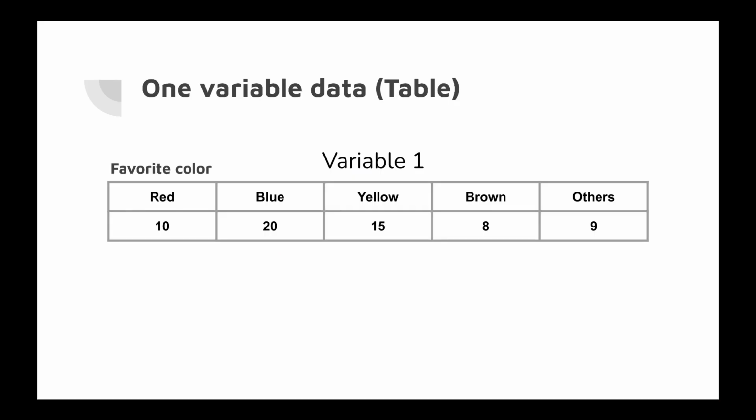Based on what we learned in the first video, one-way variable data is a method of visualization of data with one variable. It consists of a single variable and the frequency of each value. For example, from this data table, we can infer that 8 students have brown as their favorite color, 15 students have yellow as their favorite color, and so on.